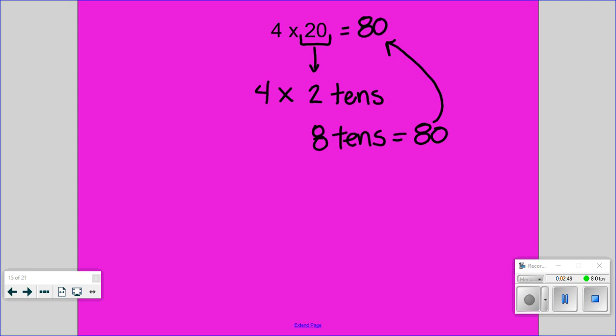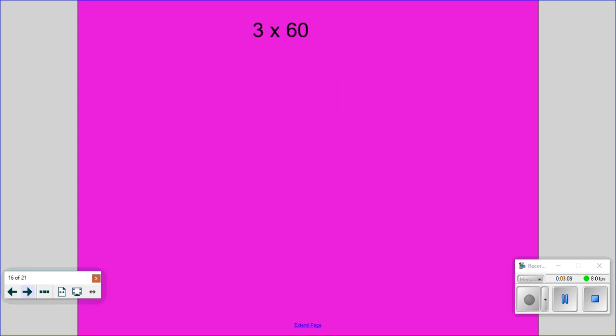So it is very similar to the same trick that you guys have been doing, but we've put better language in there. So it's not 4 times 2 plus a 0 because that would still just be 8. It's really 4 times 2 tens gives you 8 tens, which we know then is 80. So let's do another one together. I have 3 times 60.